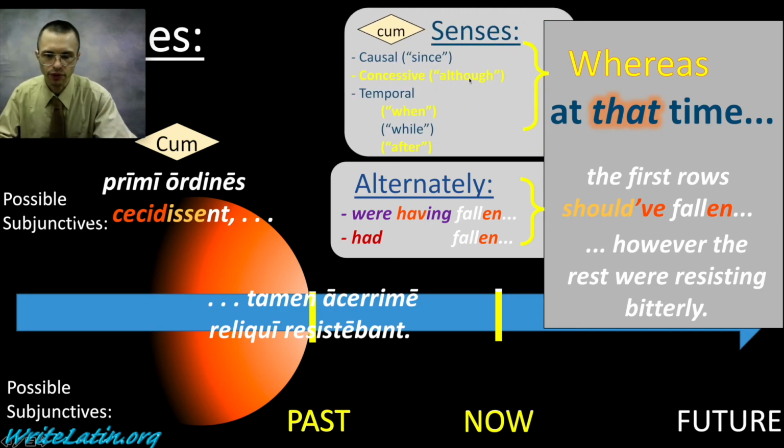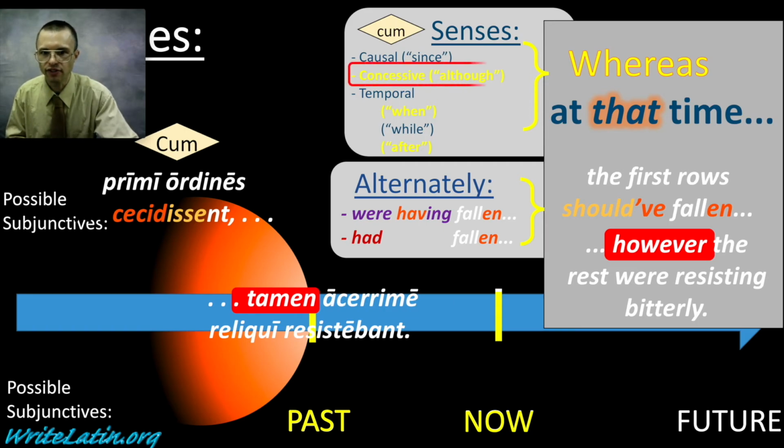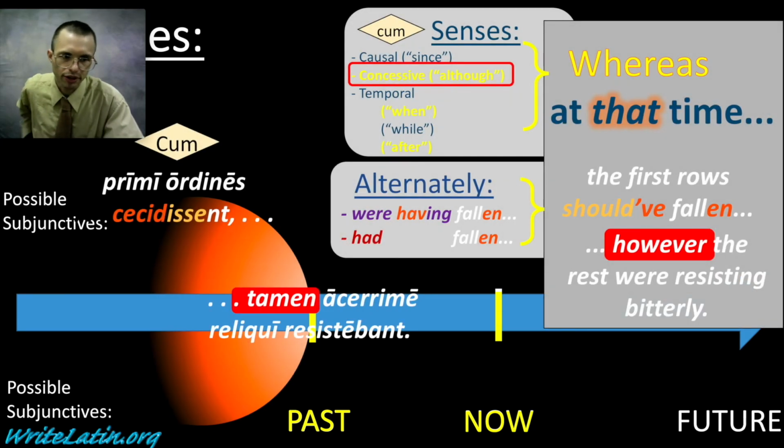In this case, the ones that will work are although, when, and after. And the big giveaway is, look here, tamen. However. Obviously, if you've got a "however," you're going to start with an "although." And that's going to be your best translation for a fancy production.